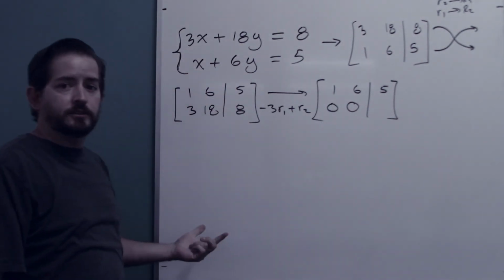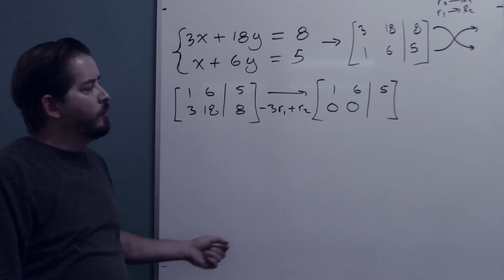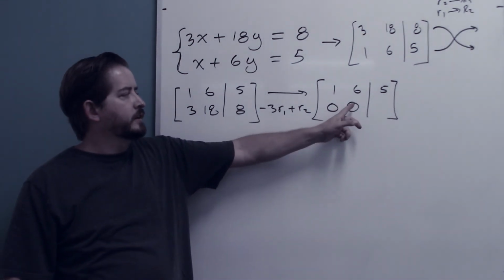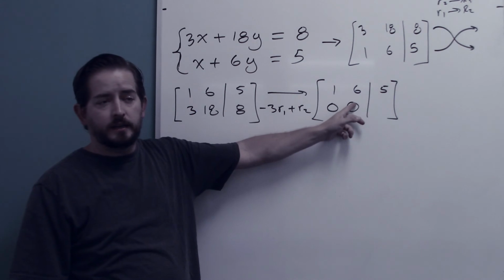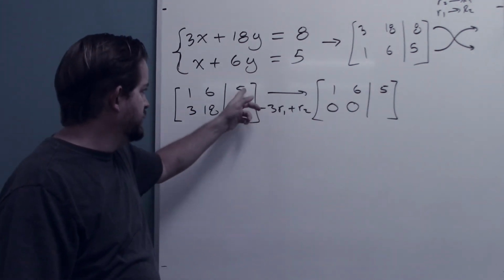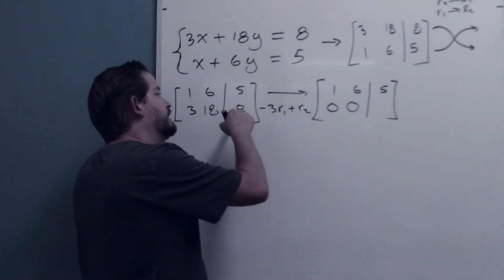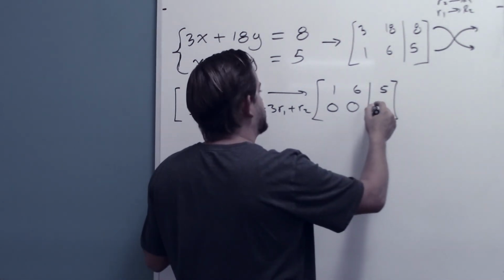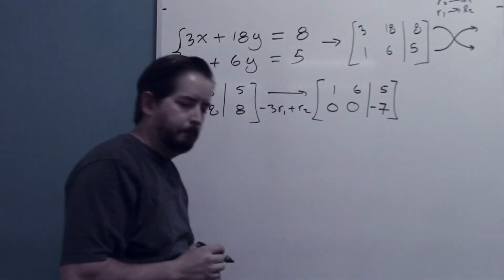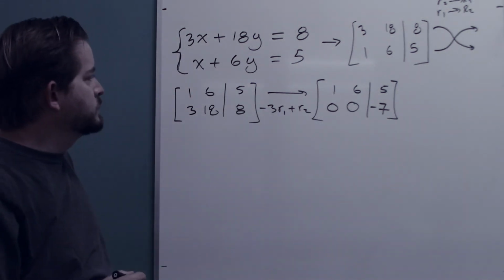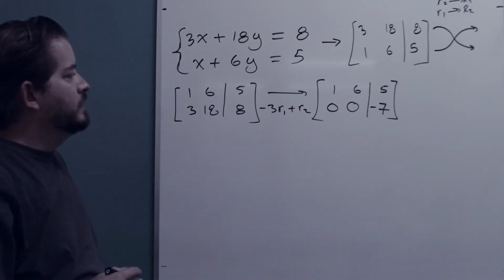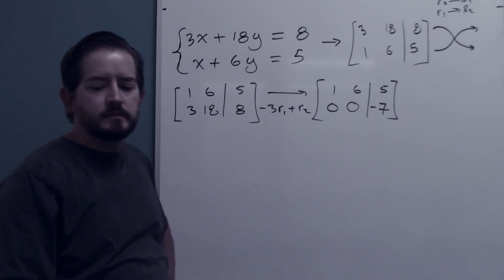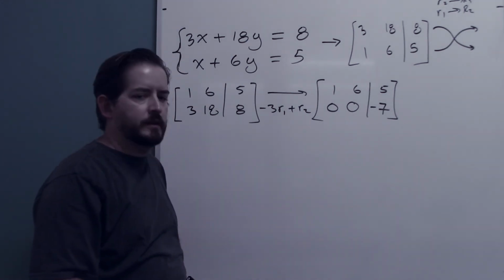That might be an issue, right? Because how do I get a 1 here if I don't have something that I can divide? Let's keep going though. Negative 3 times 5 is negative 15 plus 8, negative 7, right? And I'm stuck. I can't do anything with this.